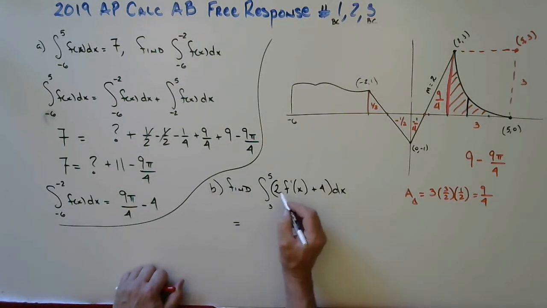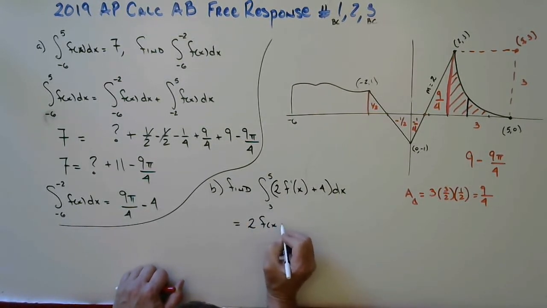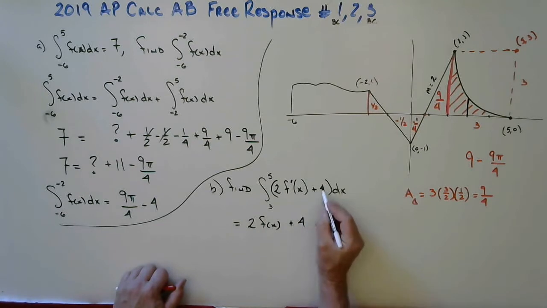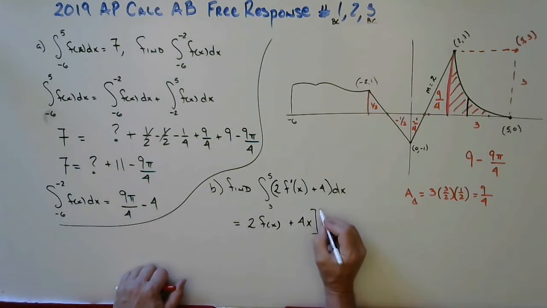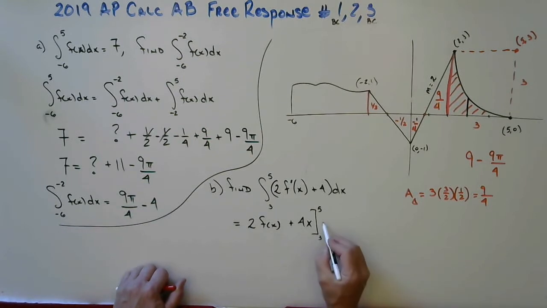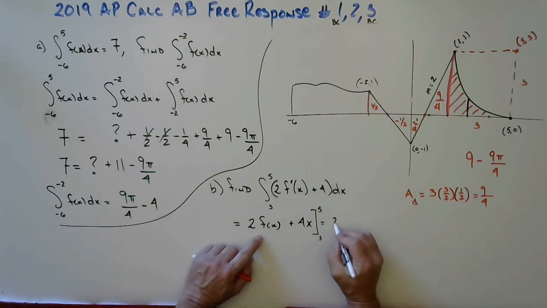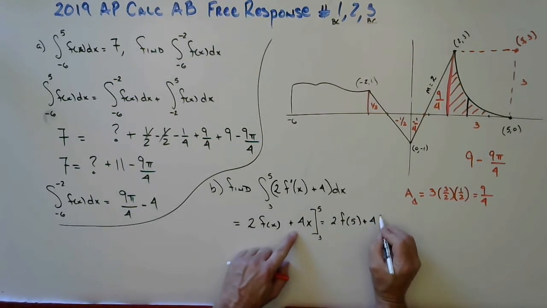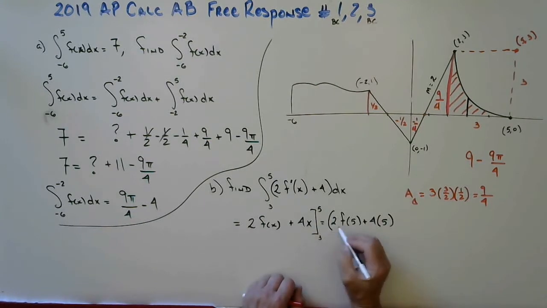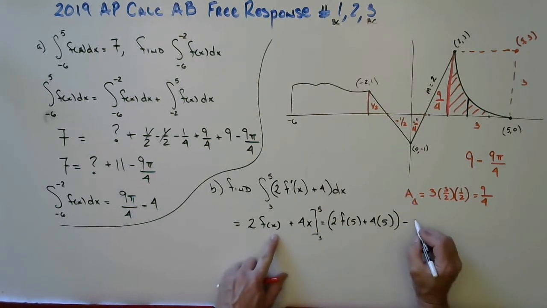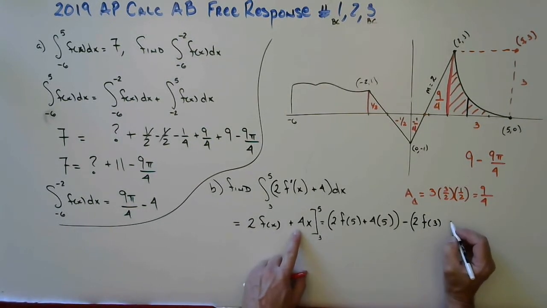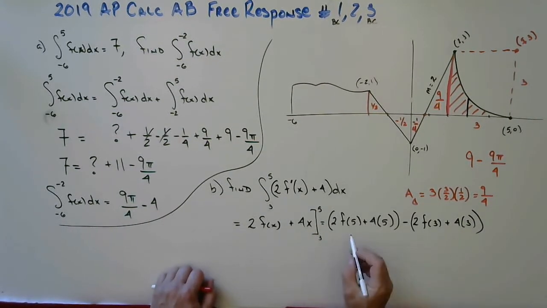Now we know if we integrate a derivative, we get this. The integral makes the derivative go away. Plus 4, the integral of 4 is 4x, and we're evaluating that between 3 and 5. So what is that going to equal? Well, that's going to be 2 times f of 5 plus 4 times 5, plugging in my upper bound, by the fundamental theorem of calculus, minus 2 times f of 3 plus 4 times 3.